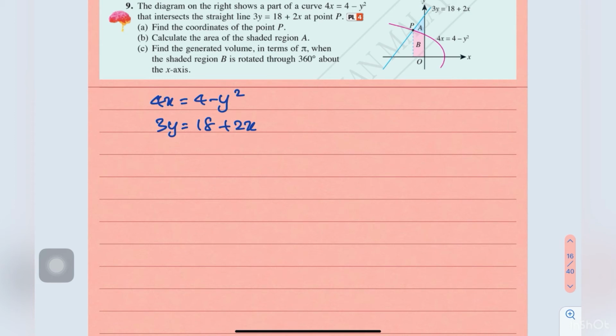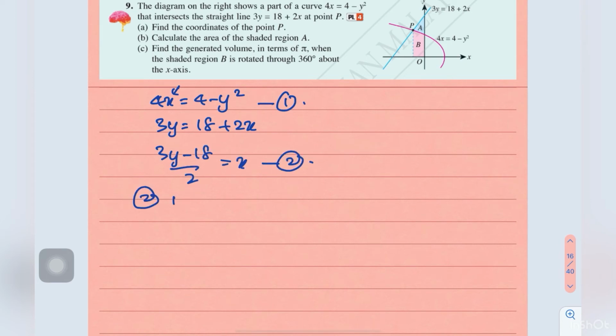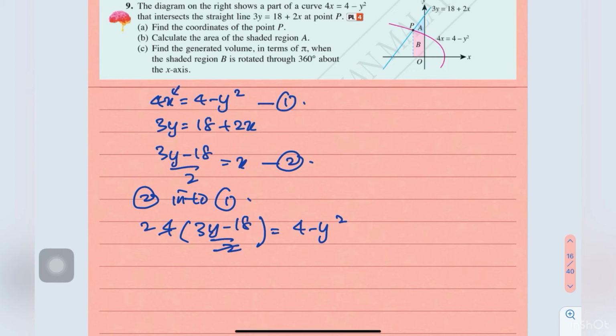Again, to find the intersection point, we can solve by using simultaneous equations. Okay, so here equation 1. So this one I choose x as the subject. So (3y - 18) over 2 equals x. So substituting into equation 2: 4 times (3y - 18) over 2 equals 4 - y². Okay, so this one we simplify. 6y - 36 equals 4 - y².